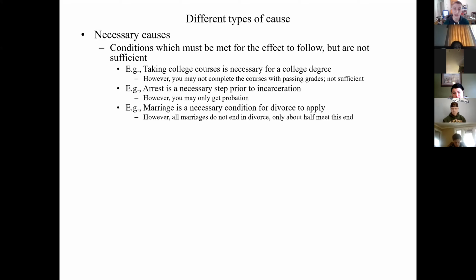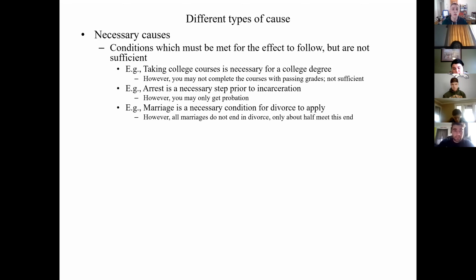Arrest is a necessary step prior to incarceration. If you're incarcerated in jail or in prison, that means you had to have been arrested, at least in the American legal system. However, it's not sufficient. You may only get probation. That's what happens with a lot of first-time nonviolent offenders. You're going to get probation, like a lot of drug offenders. Unless you have also some violent charges coming up against you, you will most likely just get probation. So it's necessary, but not sufficient.